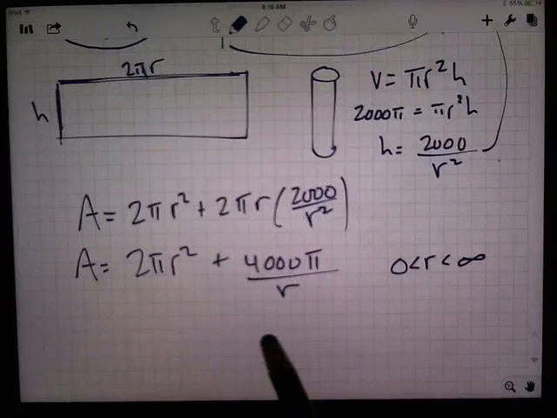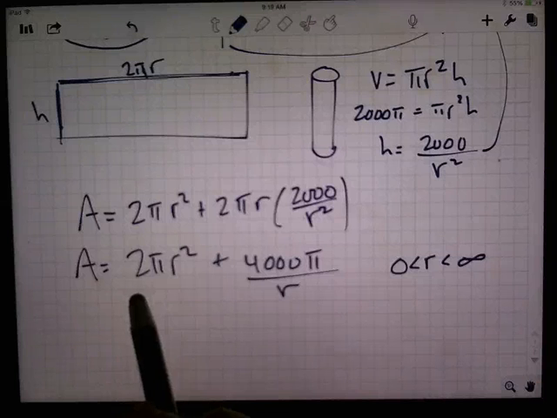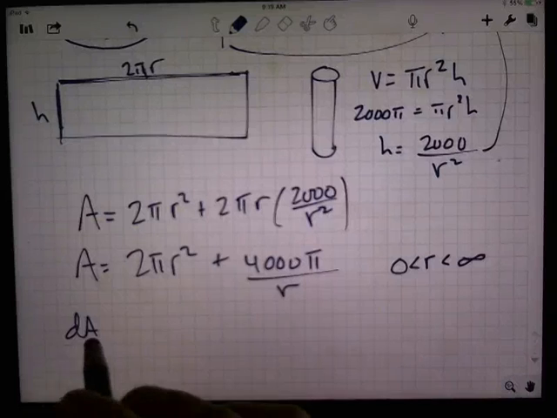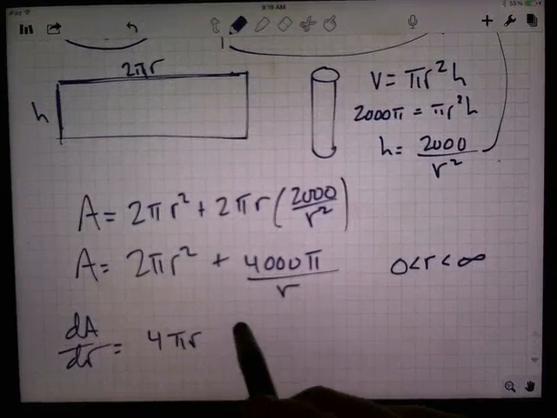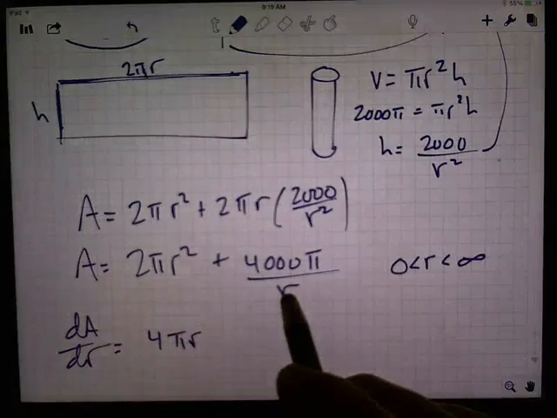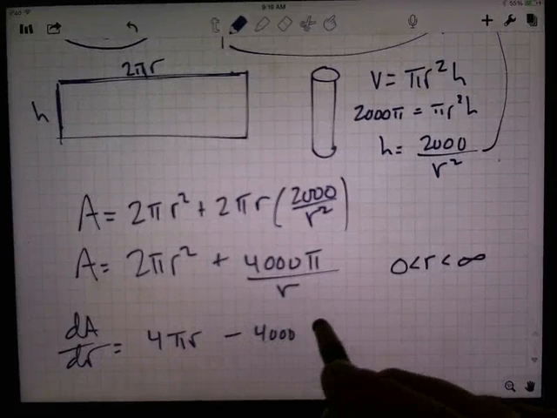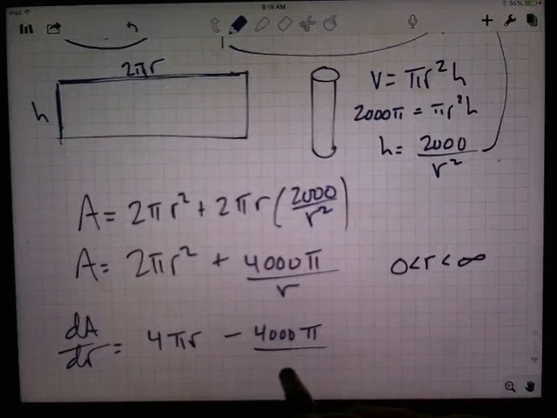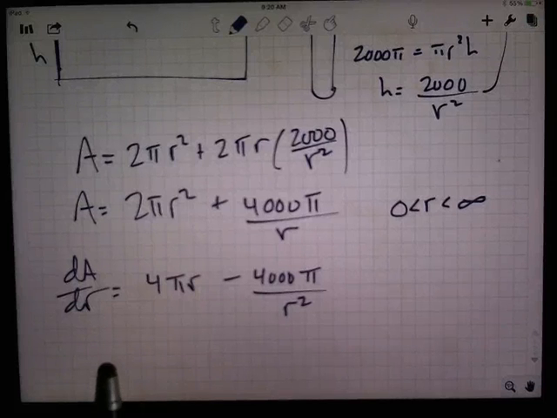So now we're at the point where we can take a derivative, set it equal to 0. Look for critical points of this thing, right? So here we go. dA/dr is 4 pi r plus, actually minus, because this is an r to the negative 1, so minus 4,000 pi times r to the negative 2. Right? So there's the derivative. We're looking for maxes or mins.